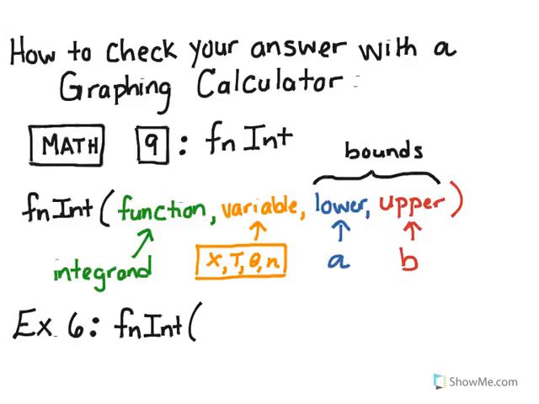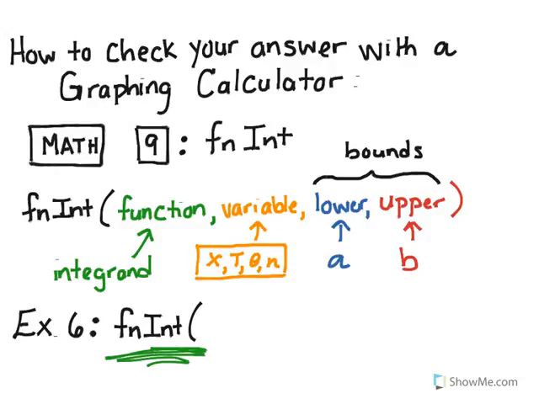Anything written with a box around it is a physical button that you're going to push on your calculator. So you press the math button, which is right near the green alpha key, and then you push the number 9. Next to number 9 it says FnInt, function integrate, or at least that's what I think it means. Then you see fnInt and a set of parentheses open up on your screen. So it will look just like this down here after you press math 9.